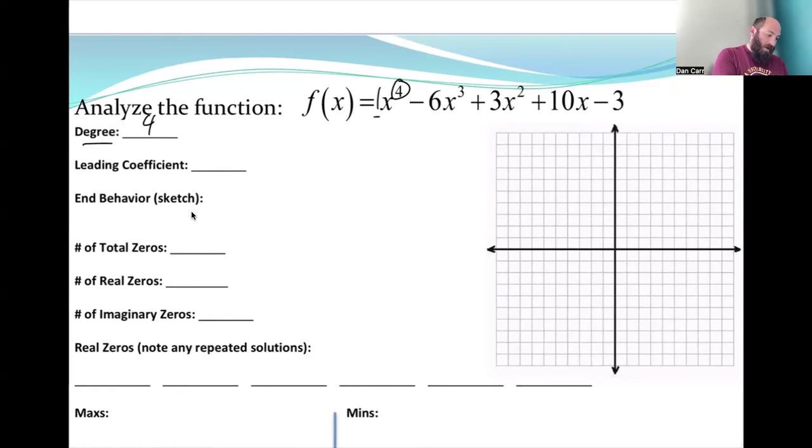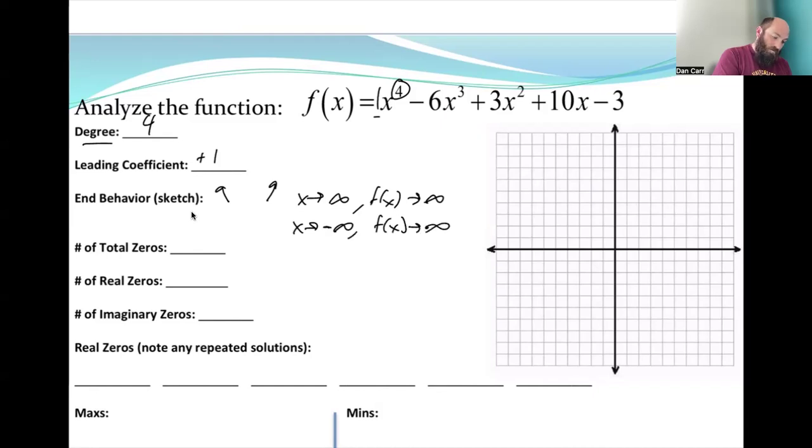Leading coefficient is a positive 1. So that means I can look at my end behavior. A sketch of that would look like this. Even degree with positive coefficient is going to both go up. Now, how I write that, remember the formal way to write that is as x approaches infinity, f of x approaches infinity. And then as x approaches negative infinity, f of x approaches a positive infinity as well.